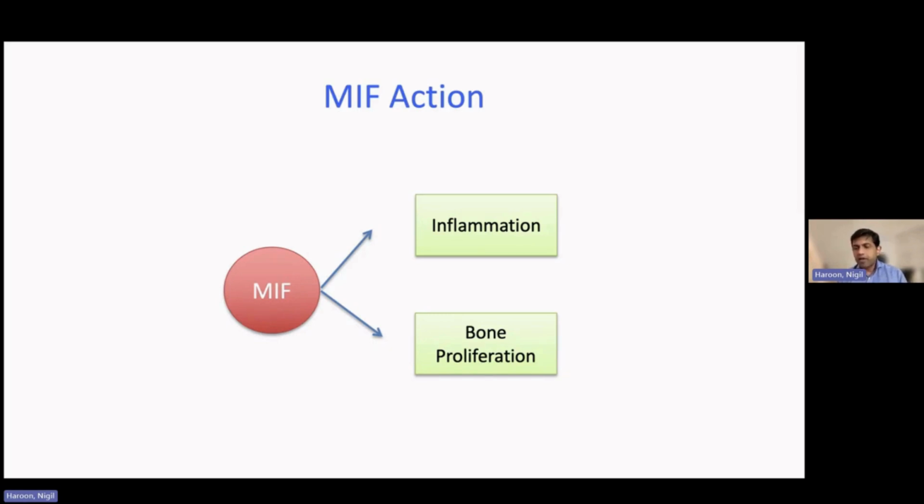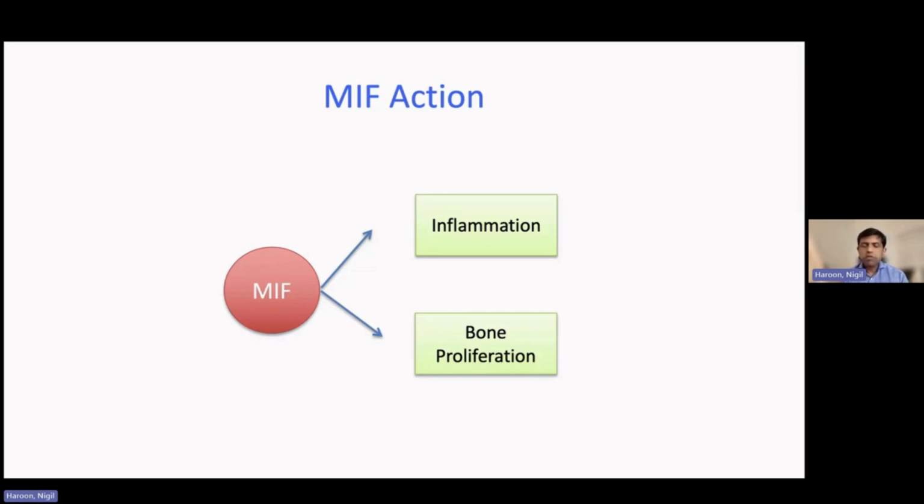So we went ahead and knocked it down in an animal model, showed that the disease could be reversed. We used an inhibitor against MIF and showed that the disease could be reversed. We worked on finding out the different interactors and drilled down on the mechanism by which MIF is driving inflammation and bone proliferation. So three big papers came out of this work.